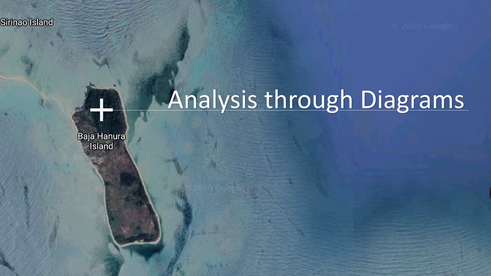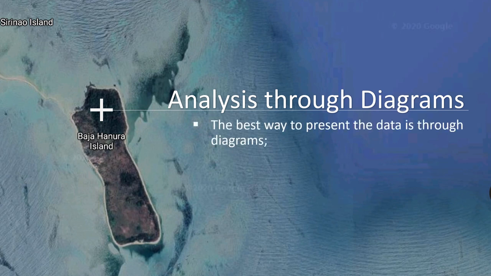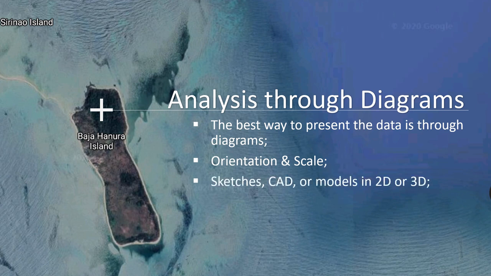Once you have all of that information, you want to do your analysis. And as architecture students, you want to do your analysis through diagrams. They are important because they are the best way to present the data about the different elements that you have just learned. For example, the maps and the sun path diagrams can all be drawn in very nice diagrams. Of course, your diagram should have orientation and scale to put everything in perspective. It can be sketches, CAD, 3D models, 2D models, scale models, whatever you're comfortable with.